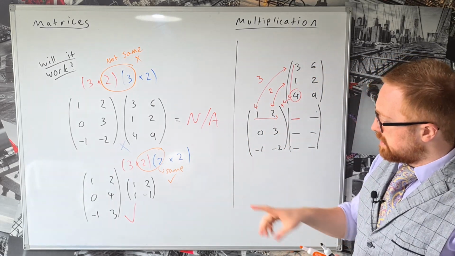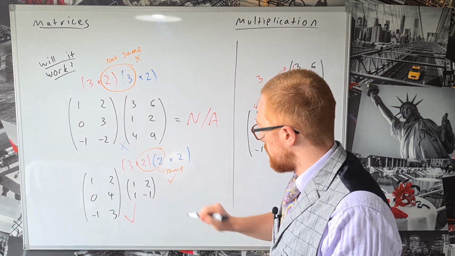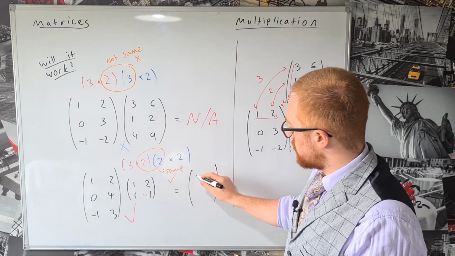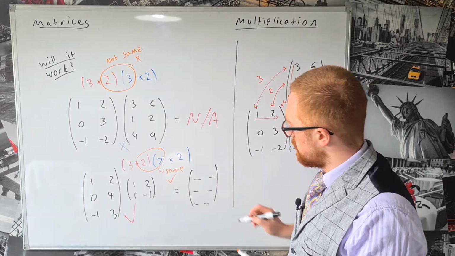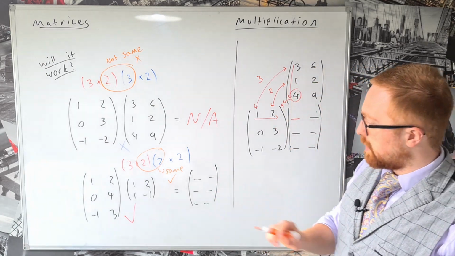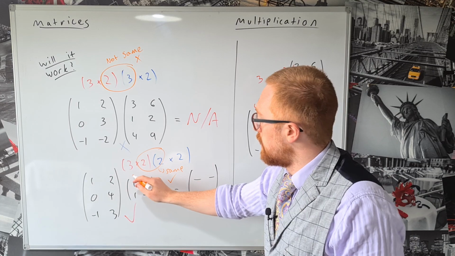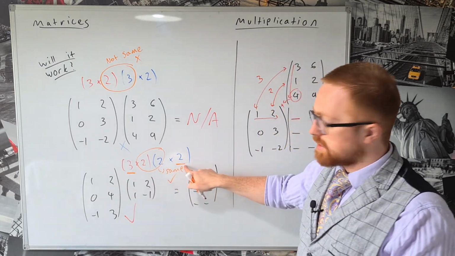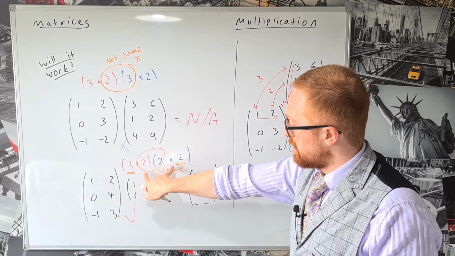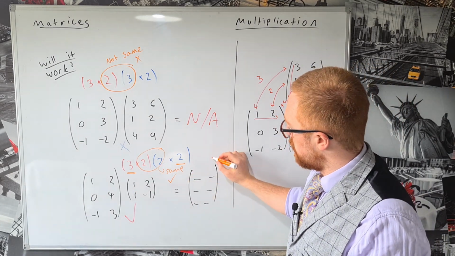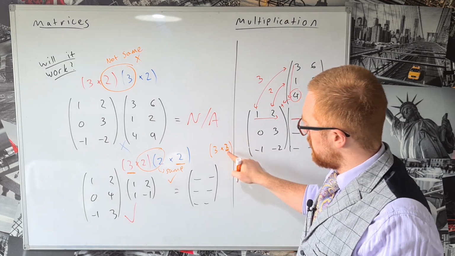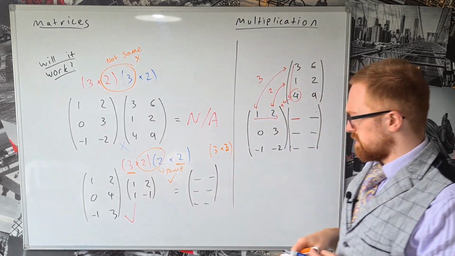Okay, and you'll recall that the answer we got for this matrix was a 3 by 2 matrix. And you might spot that the 3 by 2, it's this and this. So the first and last numbers in our dimensions tell us what the dimensions of the answer are going to be. 3 by 2, 3 by 2.